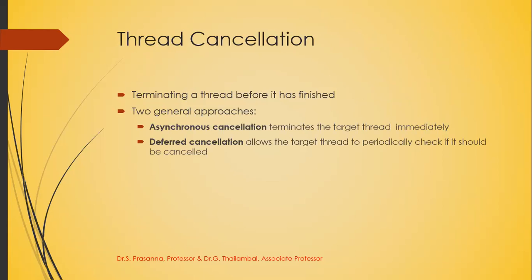Thread cancellation. A thread that is a running process can be cancelled at any time. Cancellation is based on two types: asynchronous cancellation and deferred cancellation. Asynchronous cancellation terminates the target thread immediately. Deferred cancellation allows the target thread to periodically check if it should be cancelled.